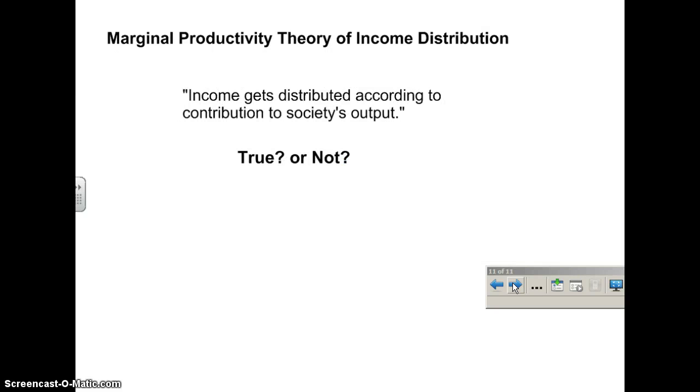All right, one last comment, and that is this. There is a marginal productivity theory of income distribution, which states that income gets distributed according to its contribution to society's output. This week, as you read about the MRP of LeBron James, you should think about this, whether or not people actually get paid according to what they contribute to society's output, or if there's something else that actually impacts wages more.